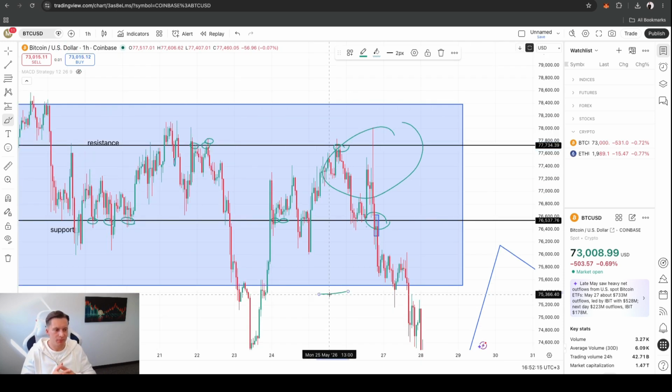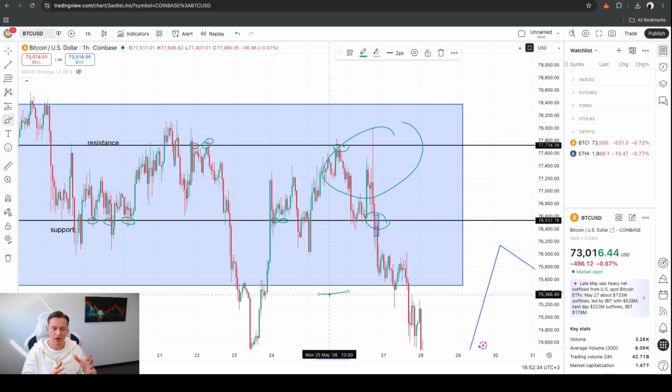So the most important part that traders actually miss is that support and resistance should be used as areas of interest, not automatic trade entries. Just because price reaches support doesn't mean you instantly buy. You still need some confirmation. You need to watch the candlesticks, you need to watch the reaction, and you need to watch the momentum.